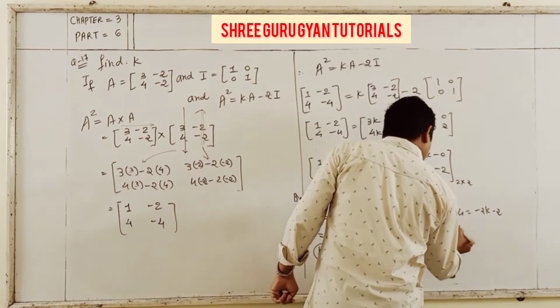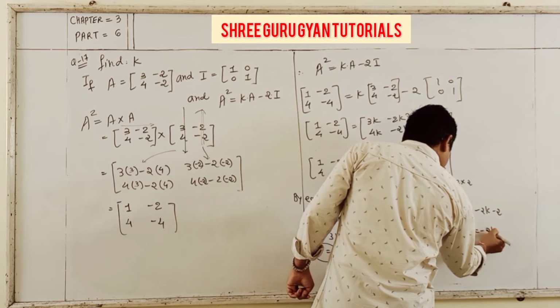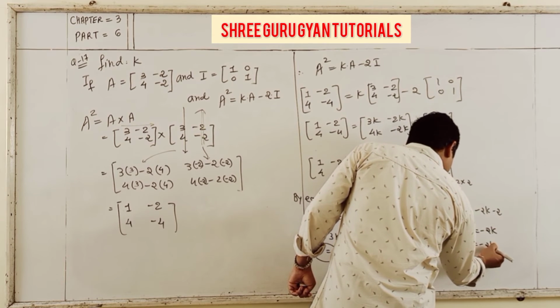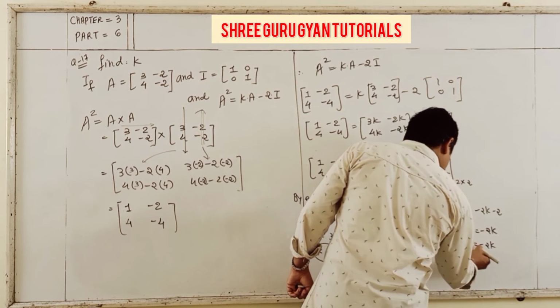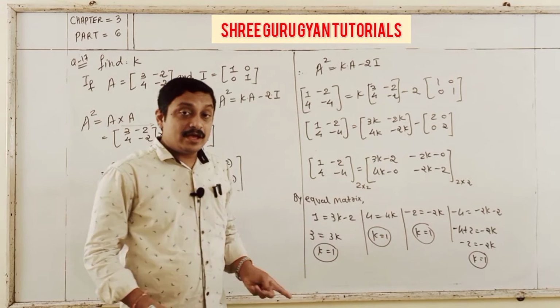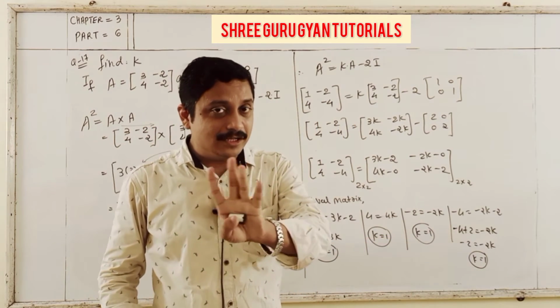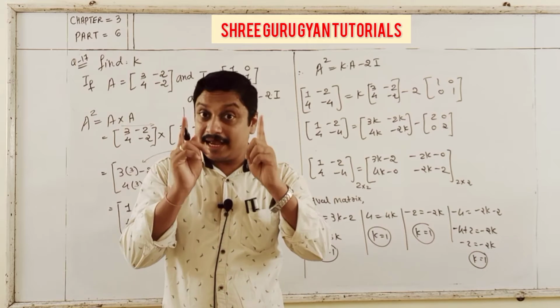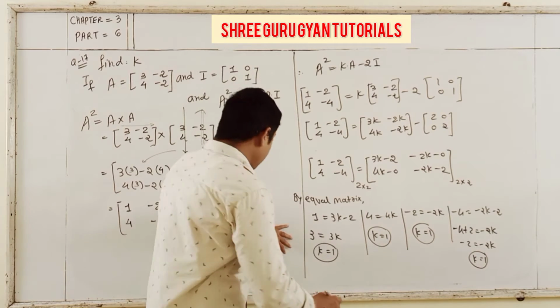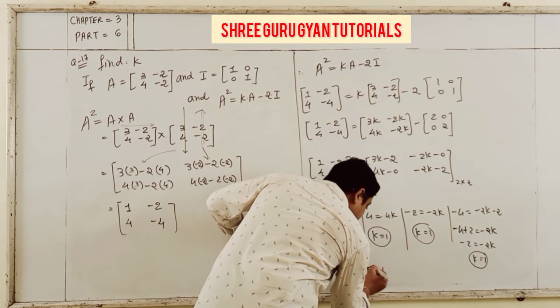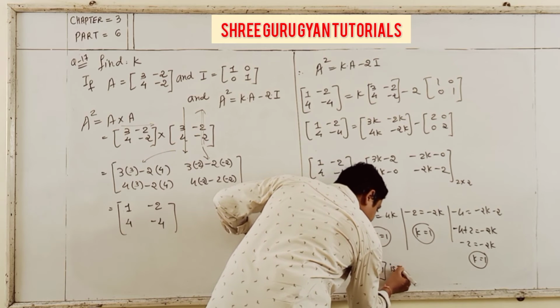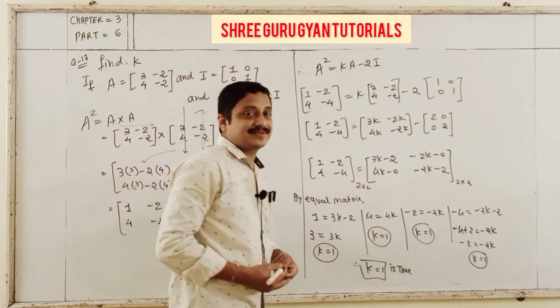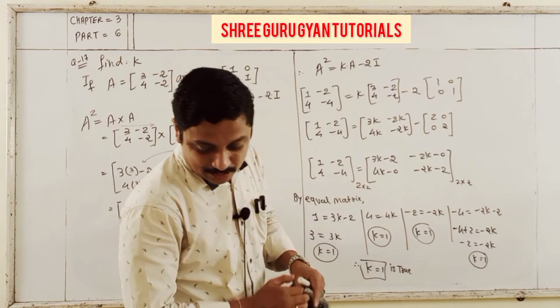And here minus 4 plus 2, which is minus 2. K is equal to 1. Check. All elements are same. If they are not the same, then k does not exist. But here all are same. Therefore, we will write down k is equal to 1. Absolutely. Now continue moving ahead.